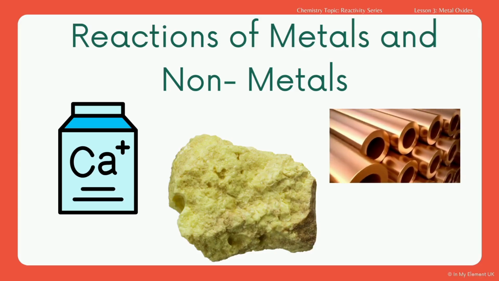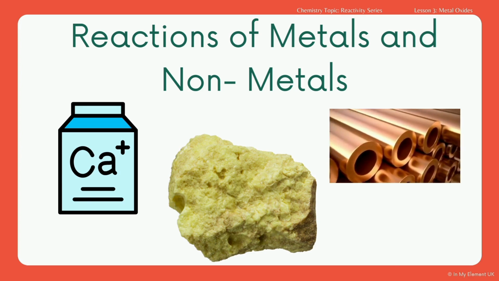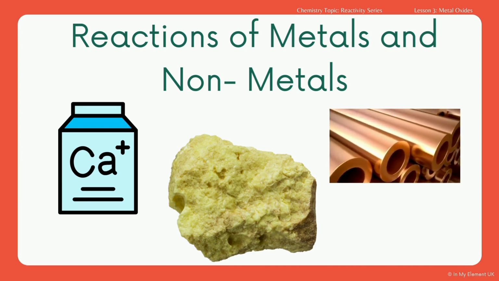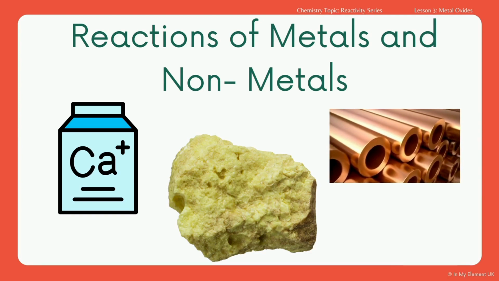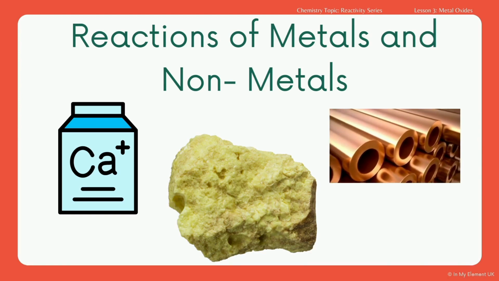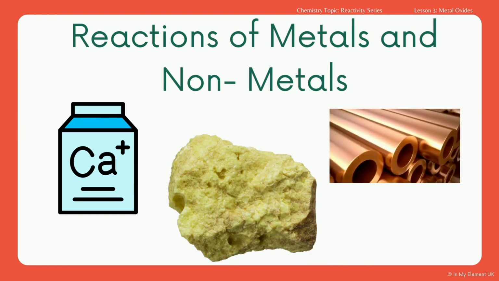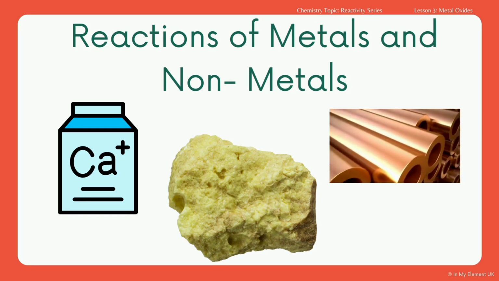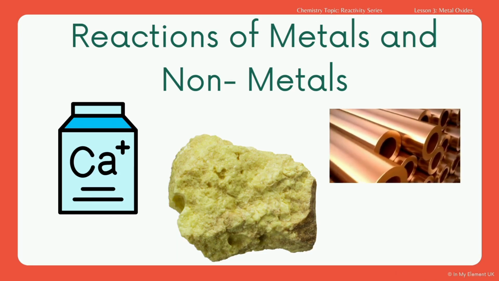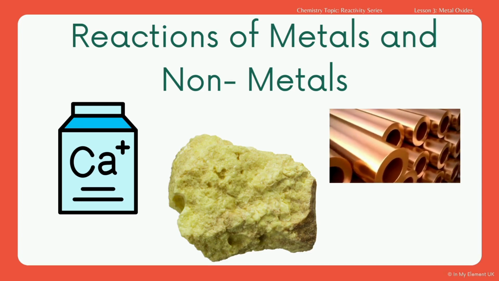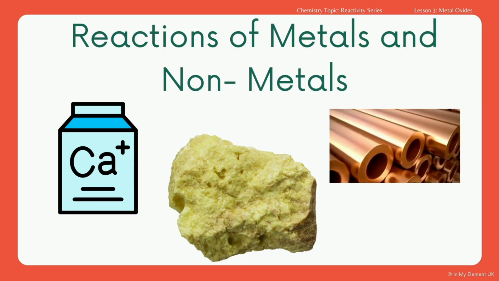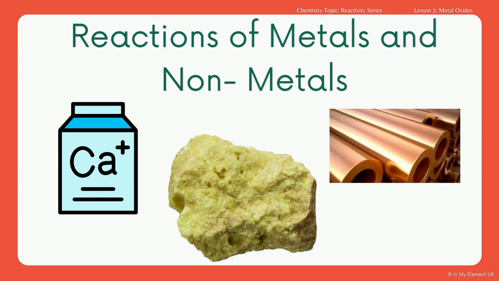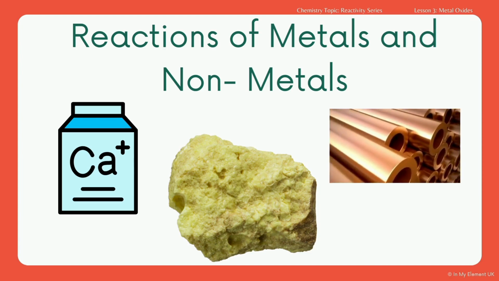So we've looked at the reactions of metals and non-metals in the previous lesson, and we've been looking at the reactivity series as well. And in this lesson, we're going to look specifically at metal oxides and non-metal oxides. So you've got calcium there, a block of sulfur and some copper, all of which can form oxides, some of which are metals, some of which are non-metals.